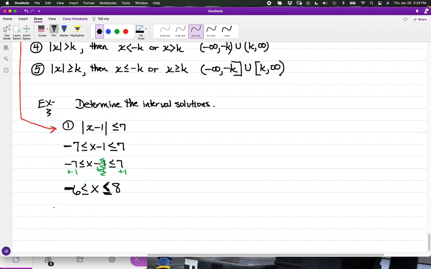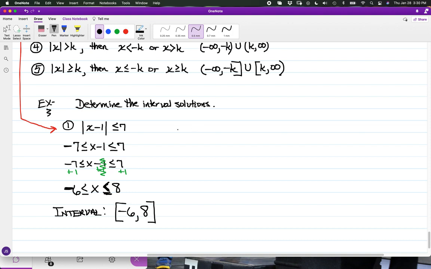So for the interval solution for x, we have from and including negative 6, as indicated by the equal sign. So you have negative 6 less than or equal to x. X in turn is less than or equal to 8. So guess what? 8 is also included, and there will be a bracket around this one. Okay, so that would be the interval solution for this particular inequality statement.